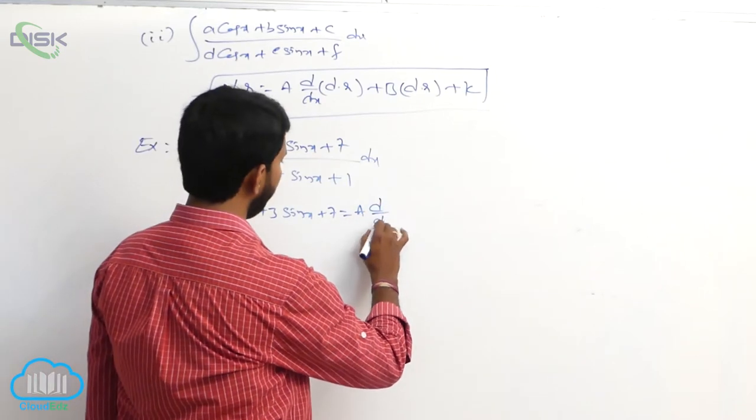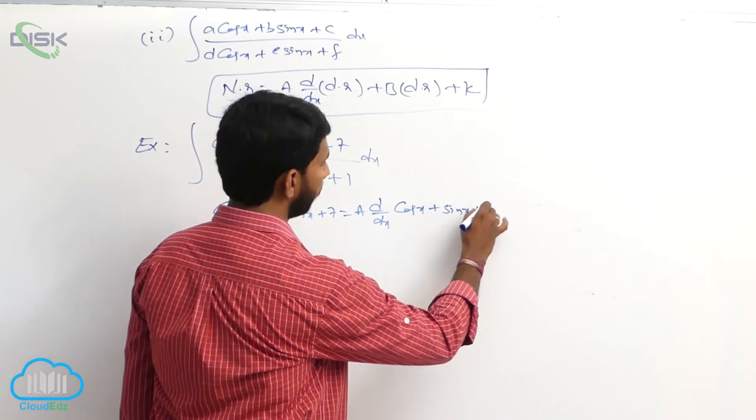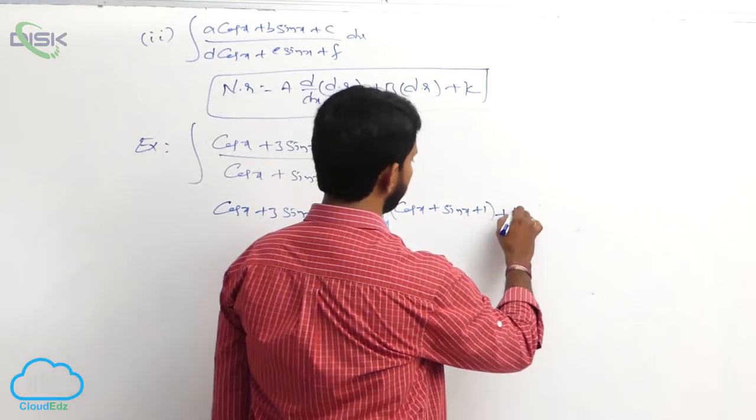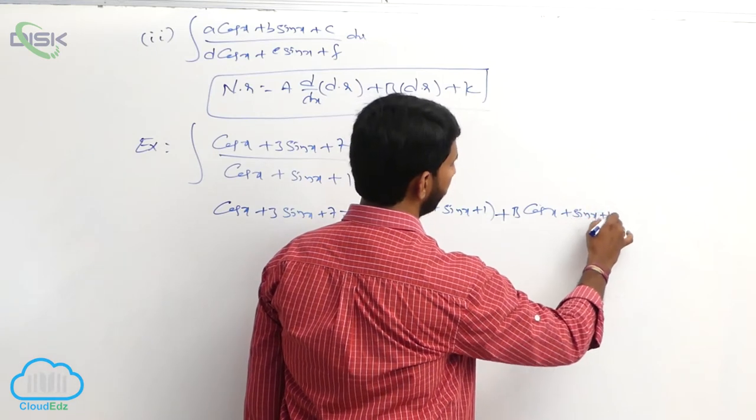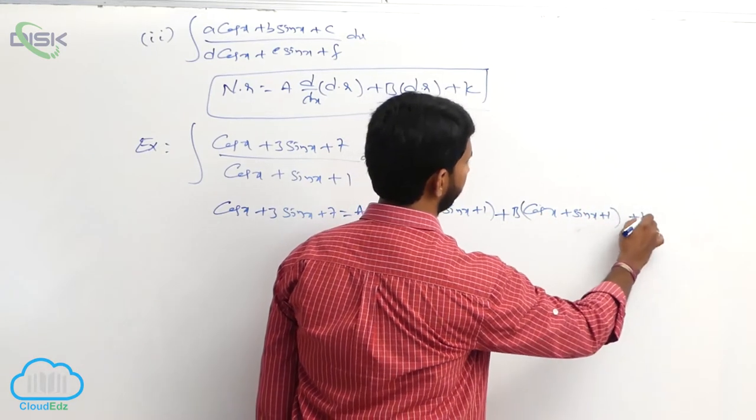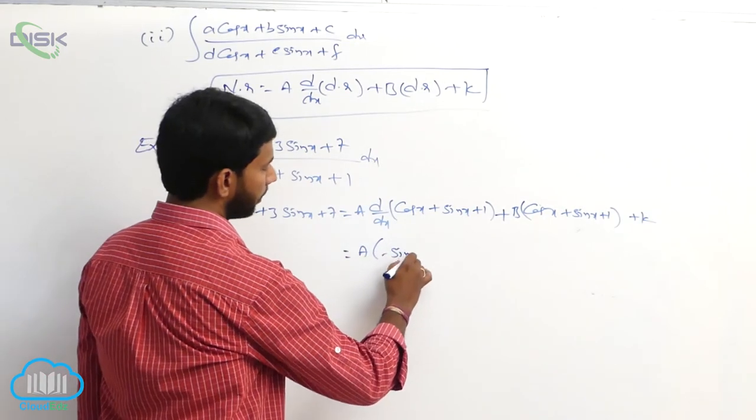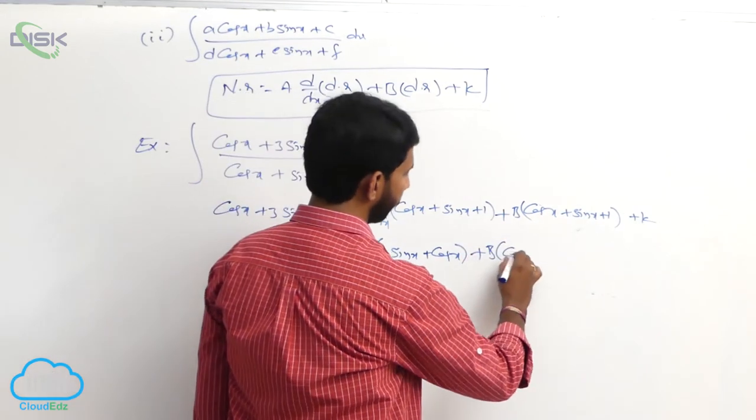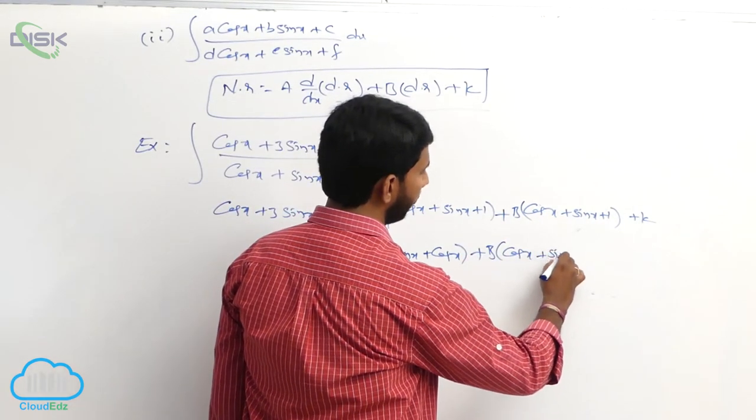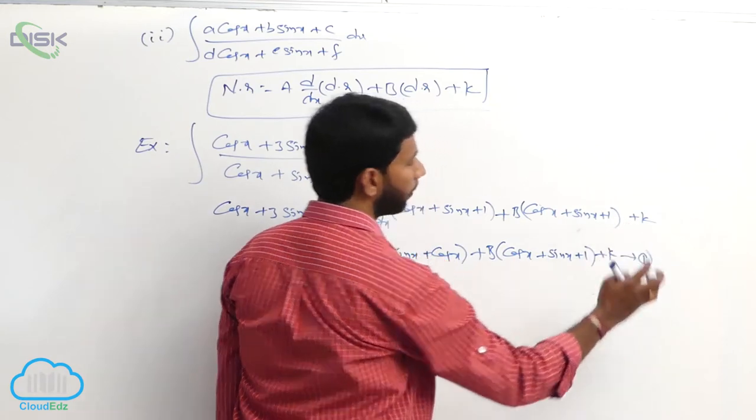a into d by dx of (cos x plus sin x plus 1) plus b into (cos x plus sin x plus 1) plus some constant k. That is, a of (minus sin x plus cos x) plus b of (cos x plus sin x plus 1) plus some constant k, is considered as equation number 1.